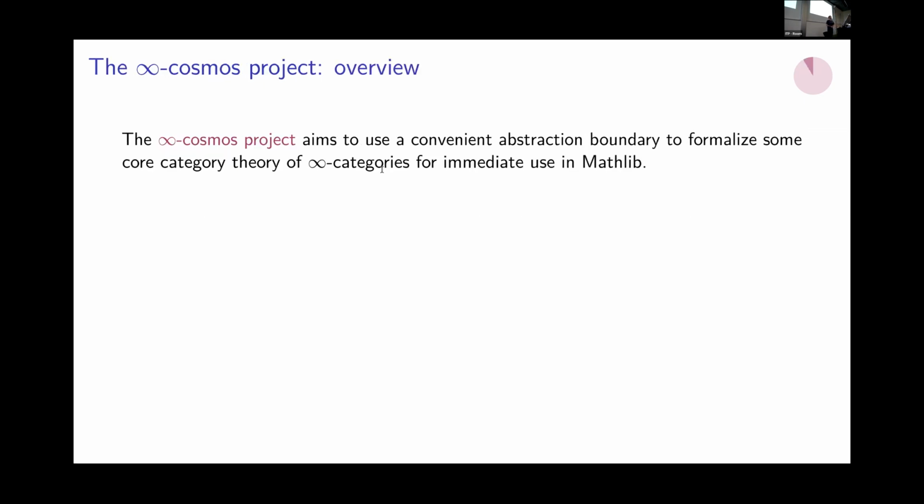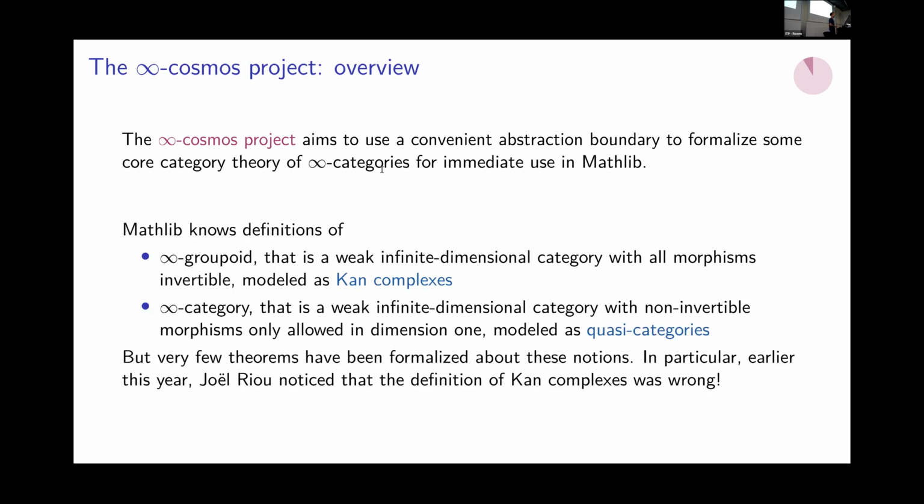Infinity Cosmos is basically a way of using a convenient abstraction boundary to formalize some of the core category theory of infinity categories for use in Mathlib. And so Mathlib knows the definition of an infinity groupoid. That's a weak infinite dimensional category with all of the morphisms above the first level invertible, modeled as Kan complexes. And infinity categories can be defined in Mathlib as well using quasi-categories. So this is, actually, no, I'm not going to describe what it is.